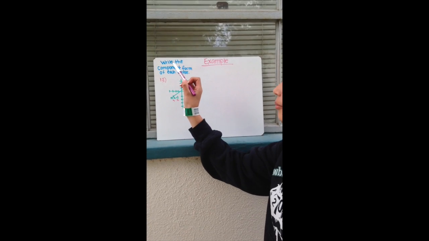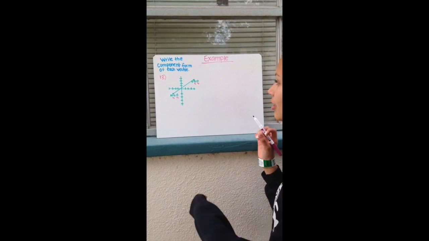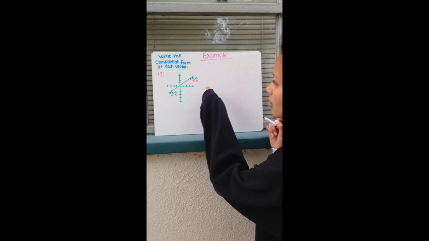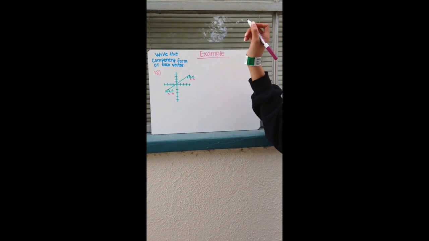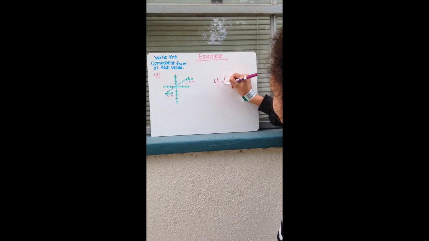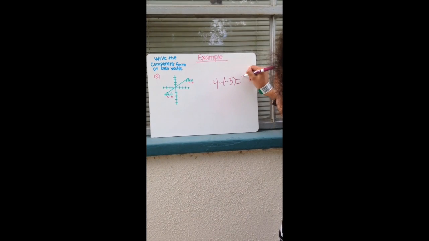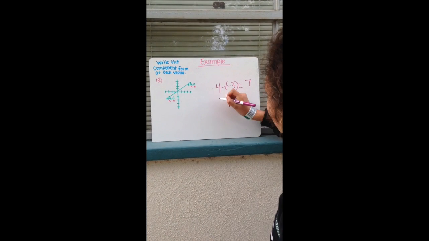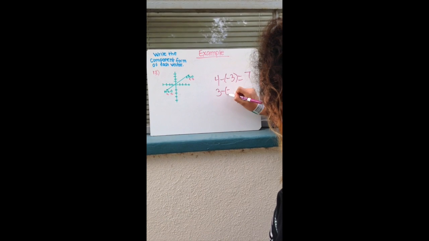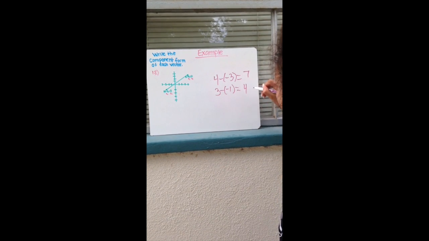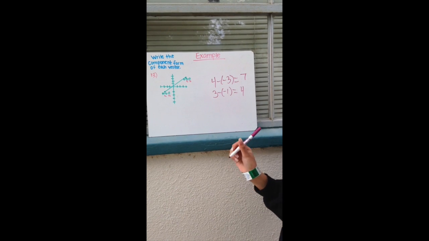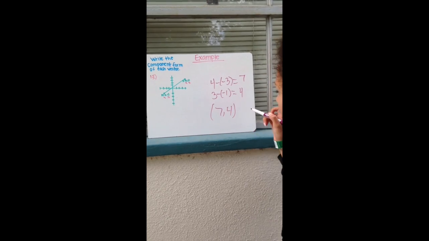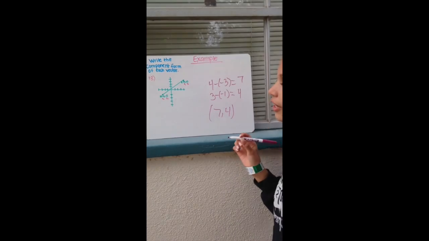Our first example problem, you're going to write the component form of each vector. So you're going to have to label x1 and y1, x2 and y2, and you're going to have to subtract. So you're going to do 4 minus negative 3, which gives you 7. And then you're going to do 3 minus negative 1, and that gives you 4, because a negative and a negative equal a positive. And then 7 and 4, that's your new x and that's your new y.